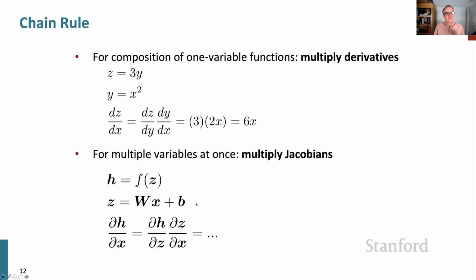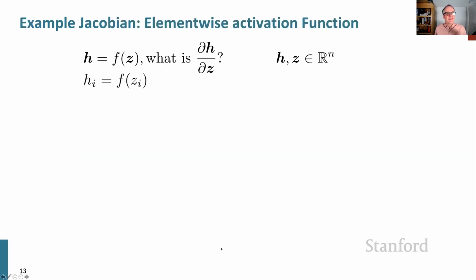So this is the composition of two functions in terms of vectors and matrices. So we can use Jacobians, and we can say the partial of h with respect to x is going to be the product of the partial of h with respect to z and the partial of z with respect to x. And this all does work out. So let's start going through some examples of how these things work slightly more concretely. First, just particular Jacobians, and then composing them together.